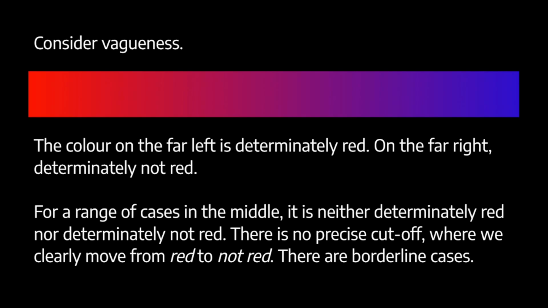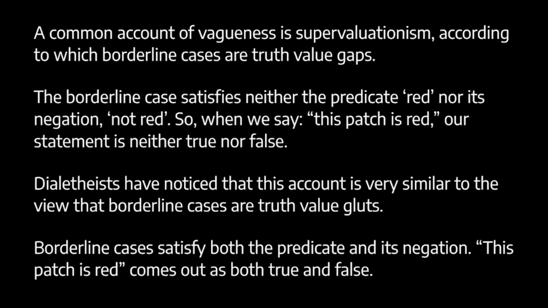There's no precise cutoff. Now, a standard treatment of vagueness is supervaluationism, where the idea is that when we have a borderline case of a predicate, we have a truth value gap. The borderline case satisfies neither the predicate nor its negation. So for our borderline color patches, the proposition "this patch is red" is neither true nor false. But recently, some dialetheists have suggested that borderline cases are truth value gluts. Borderline cases satisfy both the predicate and its negation. It's both true and false to say that the colour patch is red.